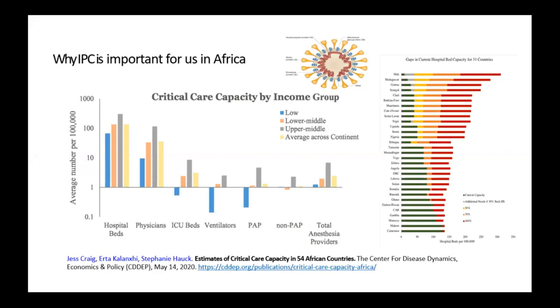And looking at the hospital beds that we have now, the physician, the ICU bed, the ventilators, the physician anesthesia provider, and the non-physician anesthesia provider. And the summary is we have very low critical care capacity. If this pandemic explodes, we are already in the accelerated phase. And so IPC is the key.